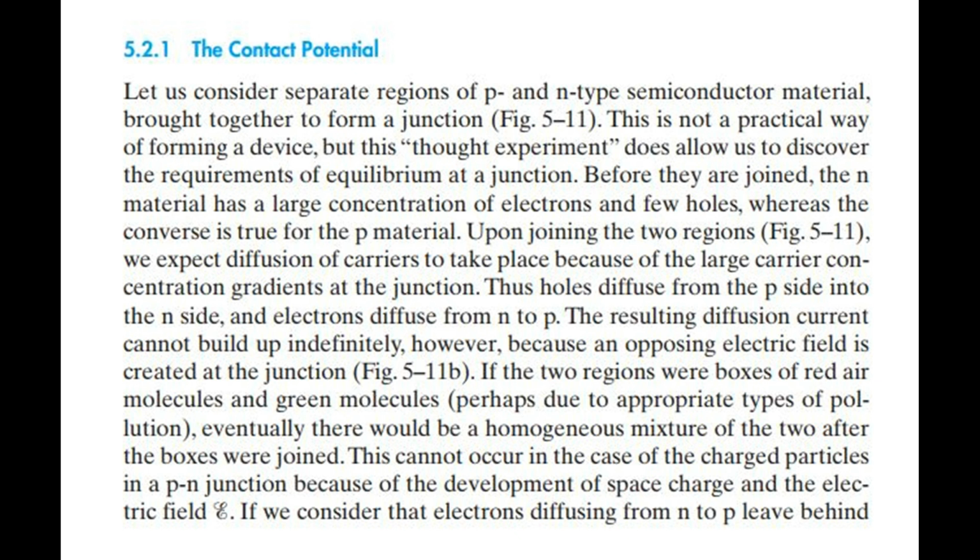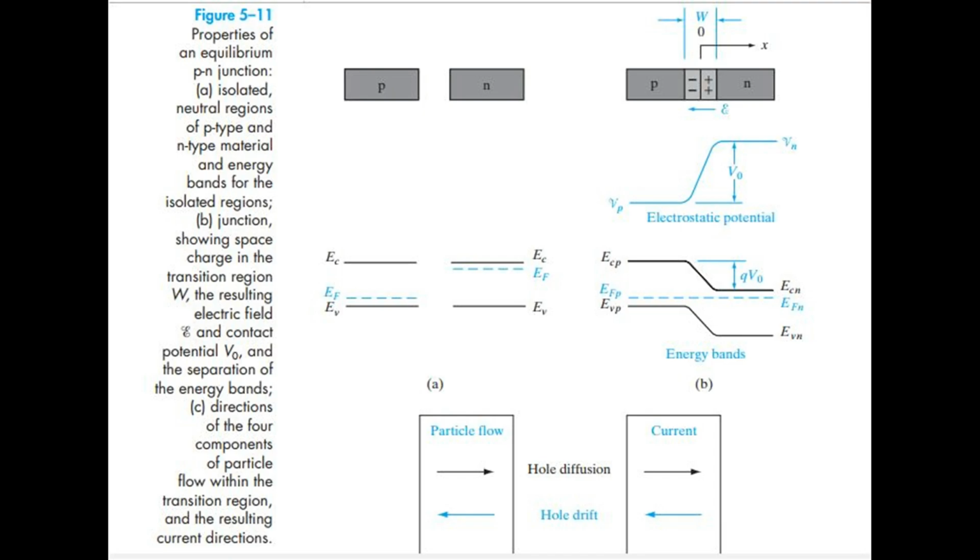If we consider that electrons diffusing from N to P leave behind uncompensated donor ions in the N material, and holes leaving the P region leave behind uncompensated acceptors, it is easy to visualize the development of a region of positive space charge near the N side of the junction and negative charge near the P side.